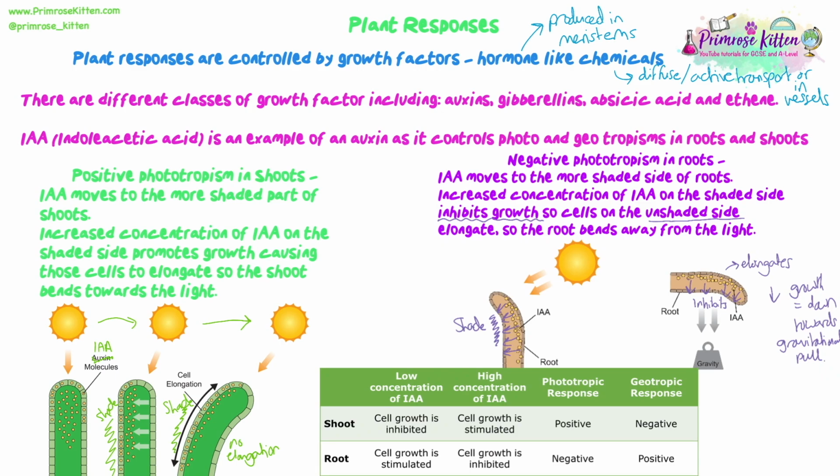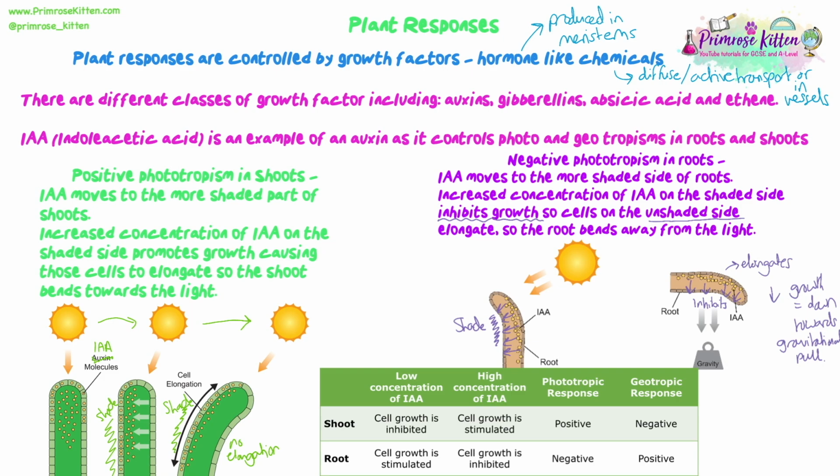So I've condensed this down into a table so it's easy for us to remember the differences here. If we have a low concentration of IAA in a shoot, then the cell growth is inhibited. If we have a high concentration of IAA in a shoot, then the cell growth is stimulated. So when all of the IAA moves over to one side, that creates a high concentration, and then we get elongation on that side. This produces a phototropic response in shoots, which is positive, but a geotropic response in shoots will be negative, because they tend to grow away from the pull of gravity.